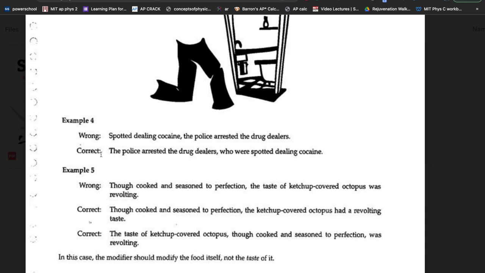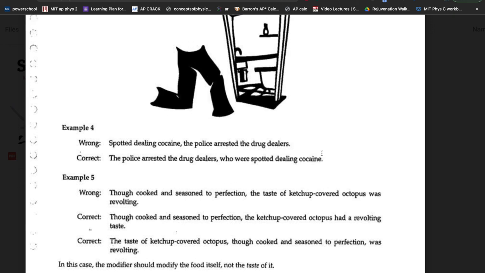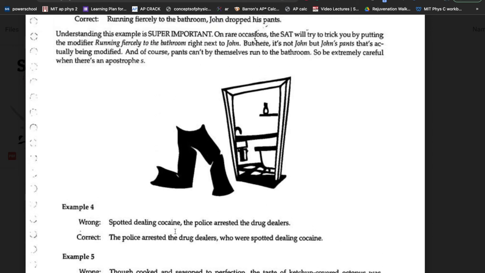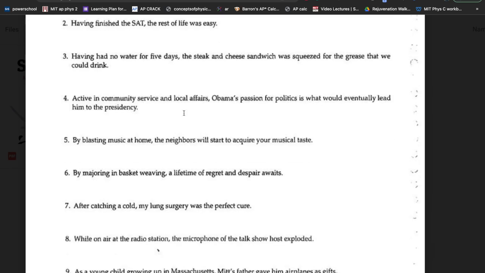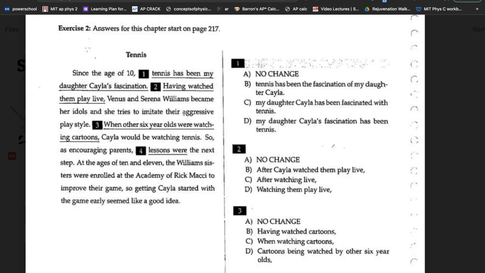So you could just say the police arrested the drug dealers who were spotted dealing cocaine. Same thing, but put the spotted dealing cocaine near the end, which fixes the voice issue. That probably doesn't make much sense, but I'll get to that in one of the later videos. So that's how I deal with that. Okay, now finally that's the end of modifiers.